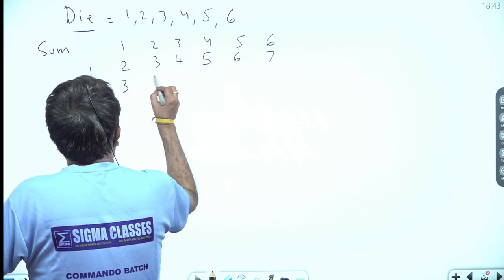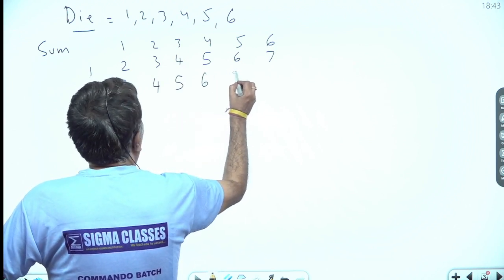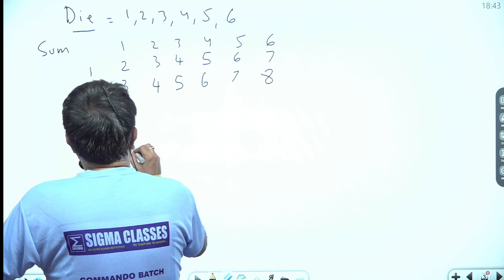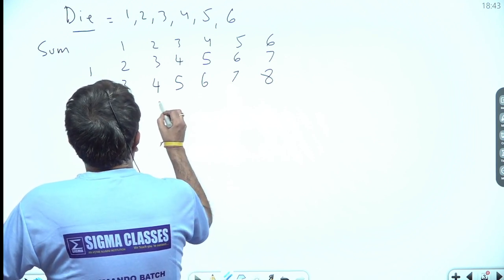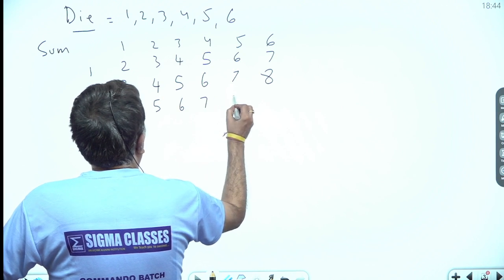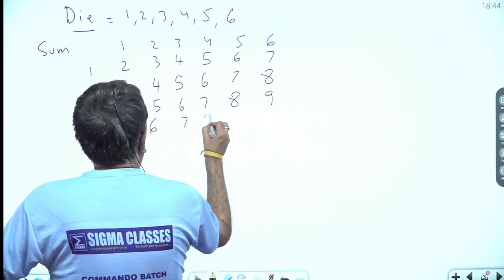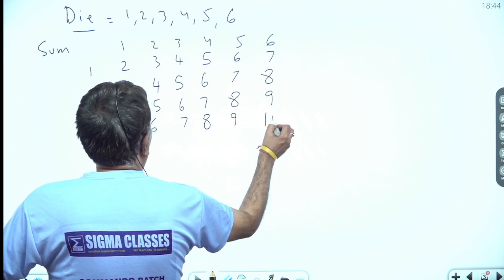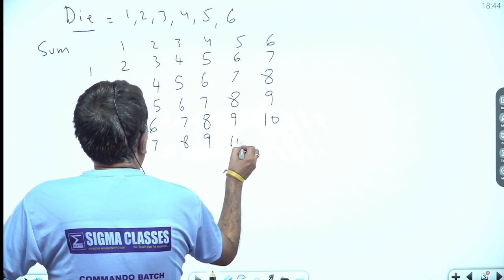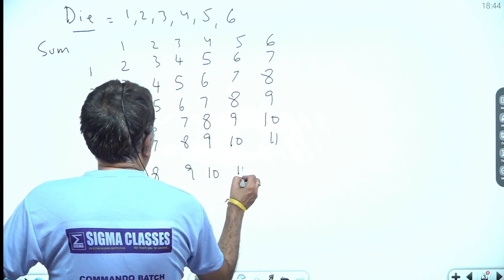Similarly here you have 3, 4, 5, 6, 7, 8, then 4, 5, 6, 7, and here you have 5, 6, 7, 8, 9, then 5, 6, 7, 8, 9, 10, then 7, 8, 9, 10, 11, and 8, 9, 10, 11, 12.